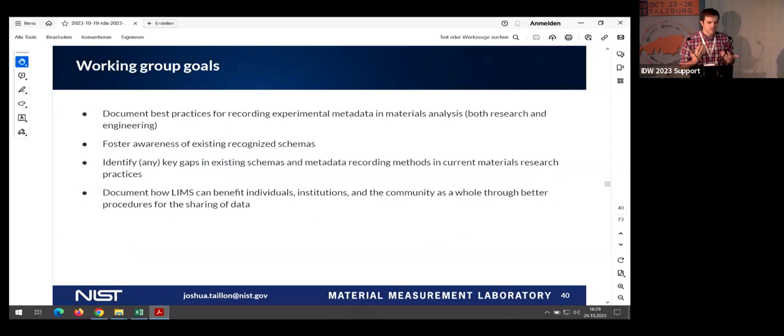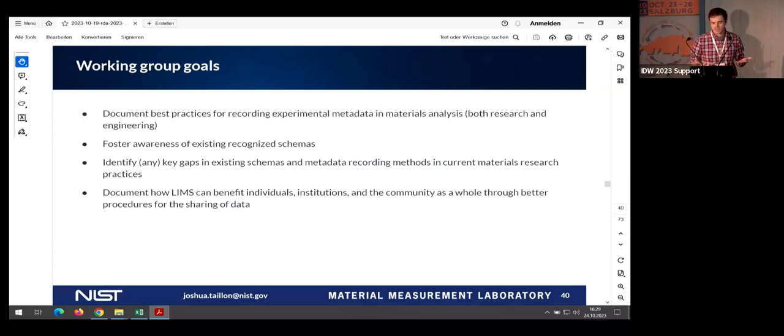So we have four main goals. We really want to document what are best practices for recording experimental metadata and materials analysis, both on the research side and on materials engineering. We would like to foster awareness of existing recognized schemas in this area. A lot of materials researchers are starting to learn a bit more about metadata and why it's important, but there's still not really broad acceptance of why that might be in the materials research community.